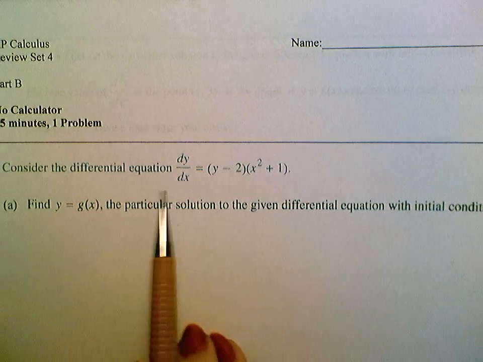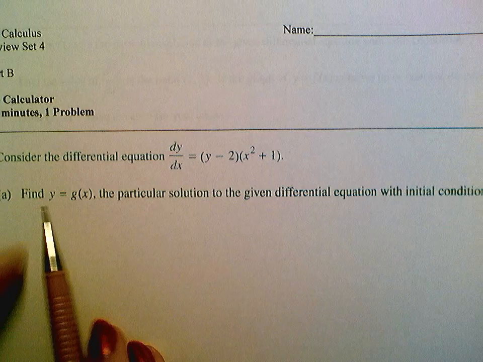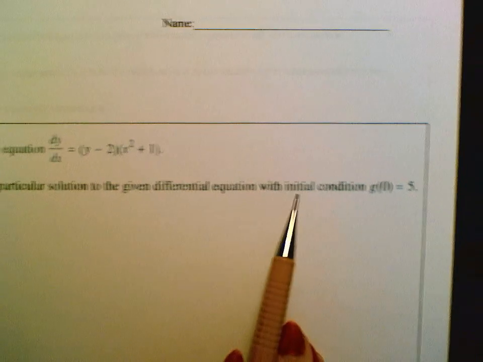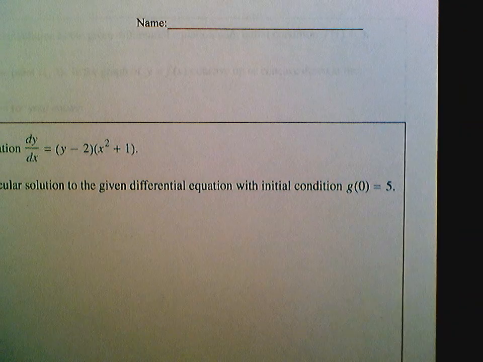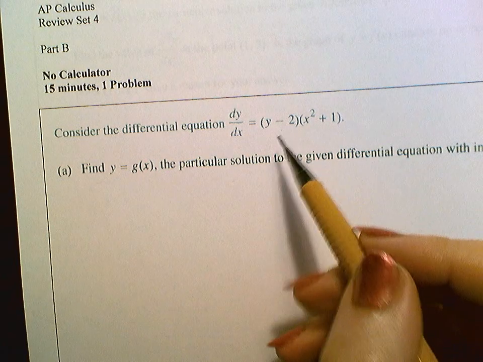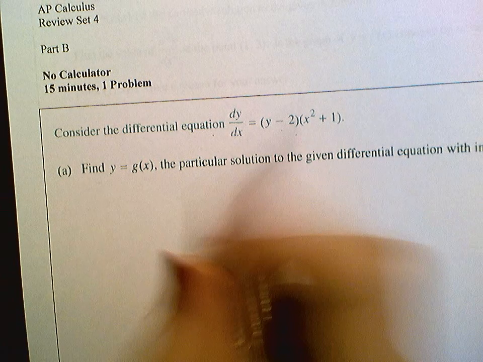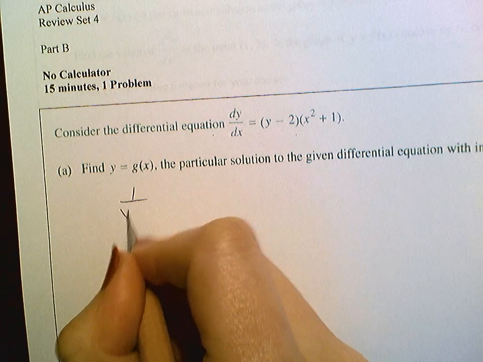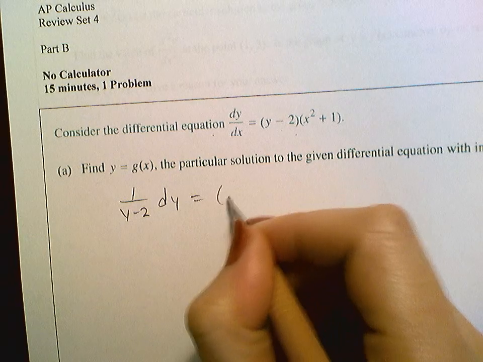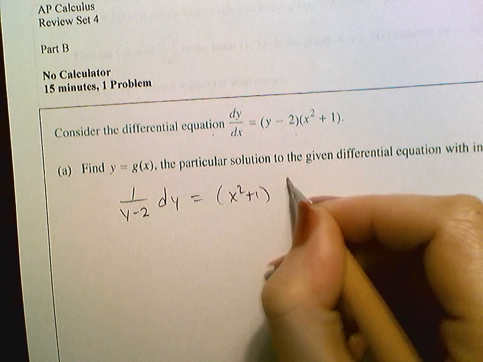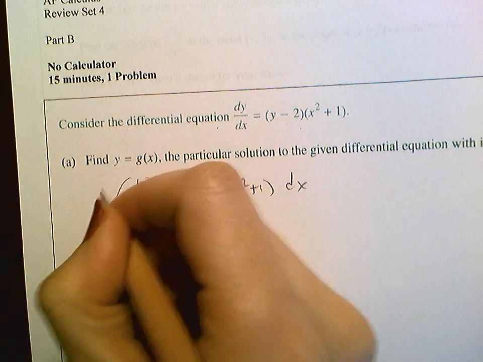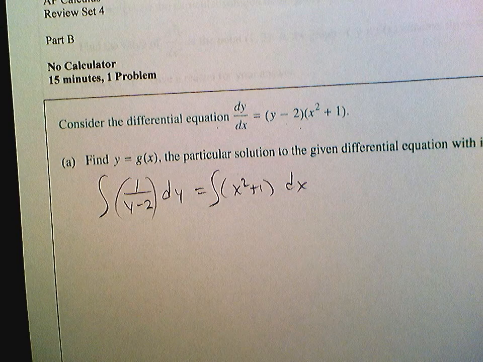Okay, so consider the differential equation here. Find y equals g of x, the particular solution to the given differential equation with initial condition g of 0 equals 5. The first thing that you have to do is separate the variables. So I want the y's over here and the x's over there. So I go like this, dy equals dx. Then you take the antiderivatives of both sides, and you have to make sure your notation is good. So we go like that.